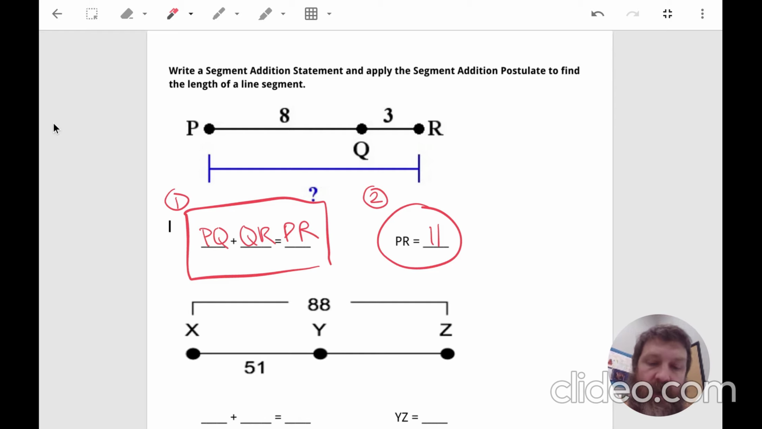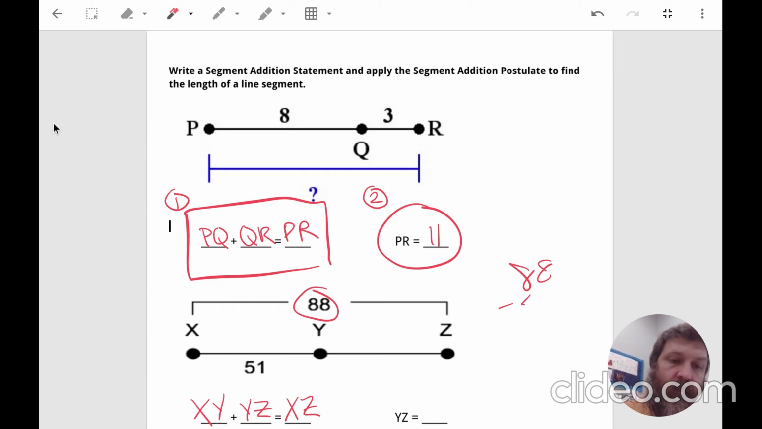Moving down, similar idea, you still are going to write the relationship. The relationship here is XY plus YZ is equal to XZ. The idea here is I'm writing that this plus this equals the total. That's just the statement. Then I do the mathematical part. In this case, because 88 is the total, I'm going to do 88 minus 51, which is 37, and that is what I'm putting here. 37 is the length for YZ.